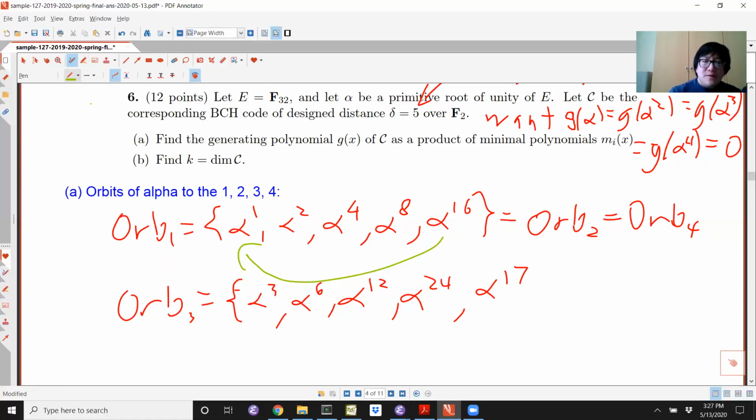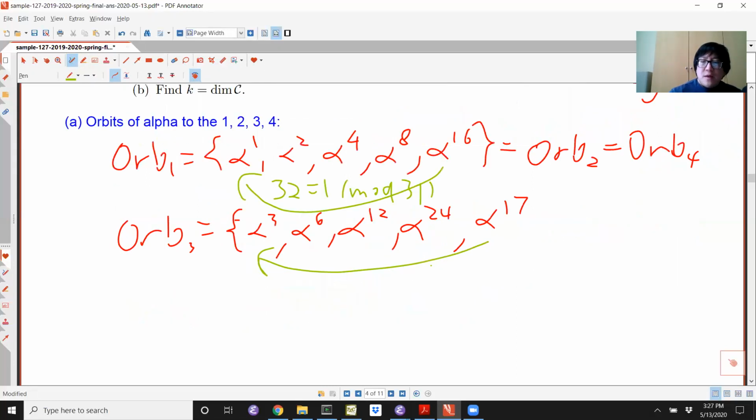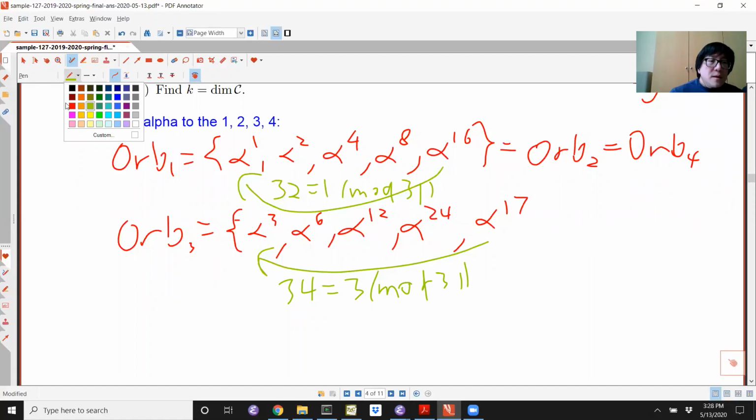In the previous example, 32 equals 1 mod 31, and over here we have that 34 equals 3 mod 31. That's why we circle back. And then we're done.